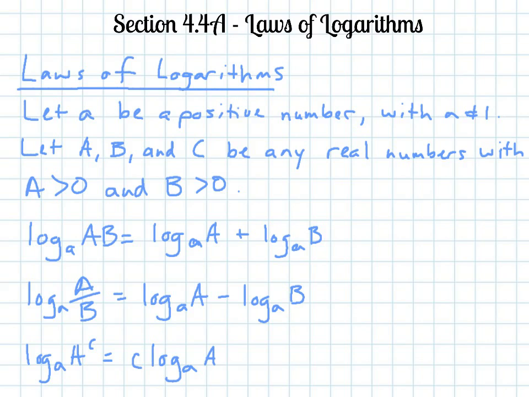Okay, so let A be a positive number not equal to 1, because that's going to be our base. And then let capital A, capital B, and C be any real numbers with A being greater than 0 and B being greater than 0. So C can be whatever it wants to be.